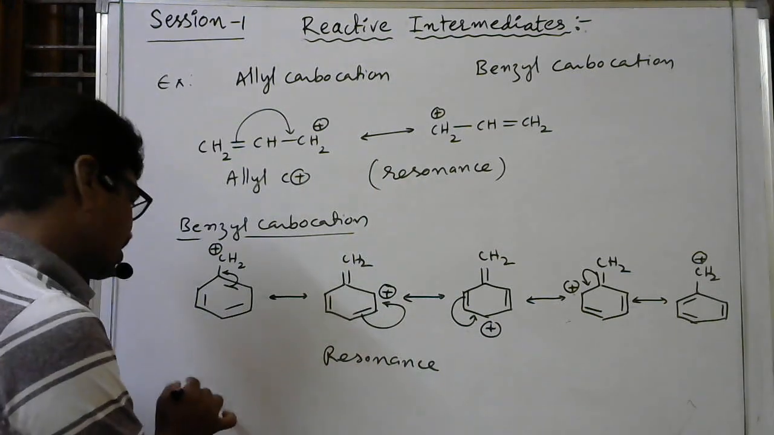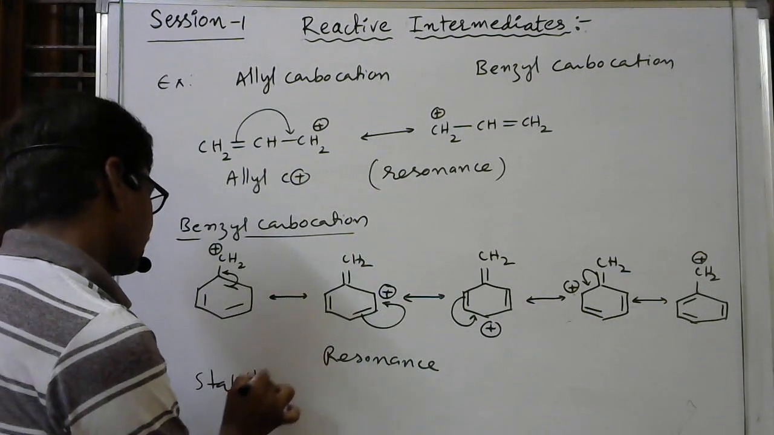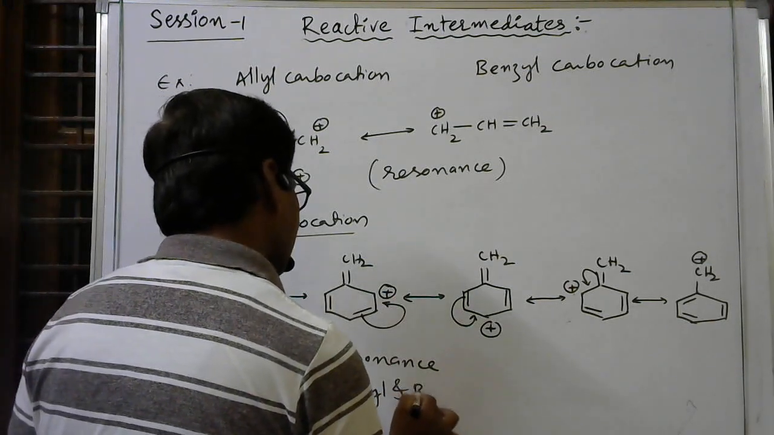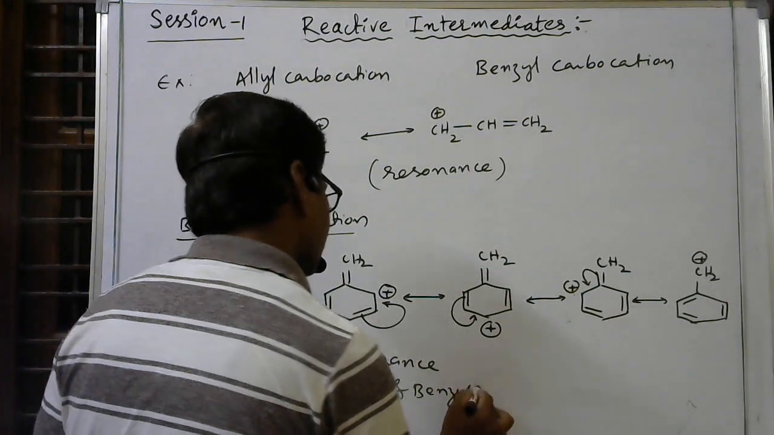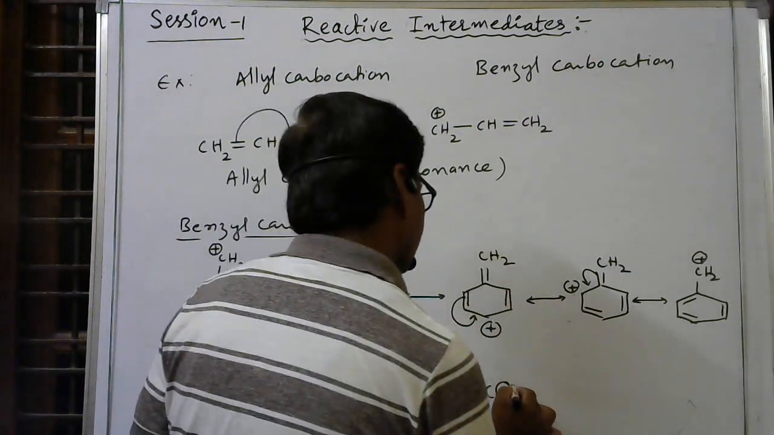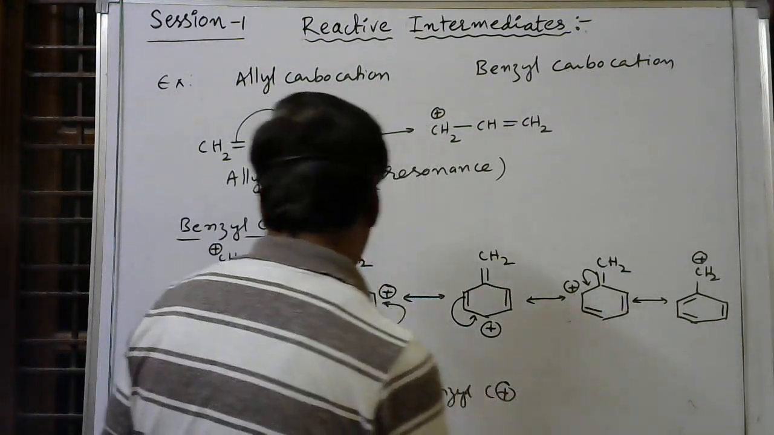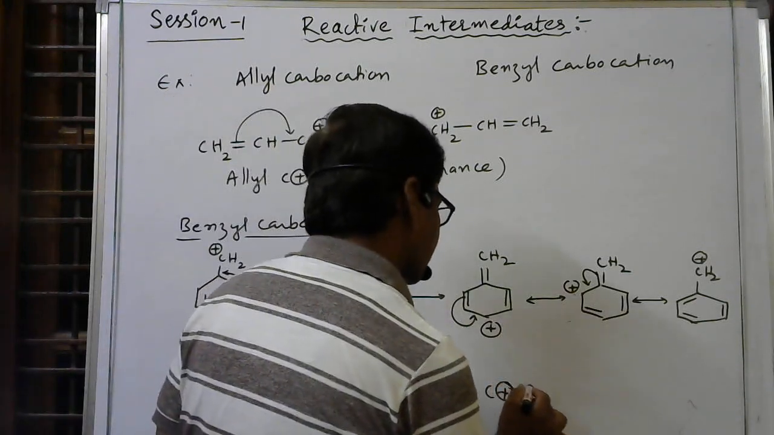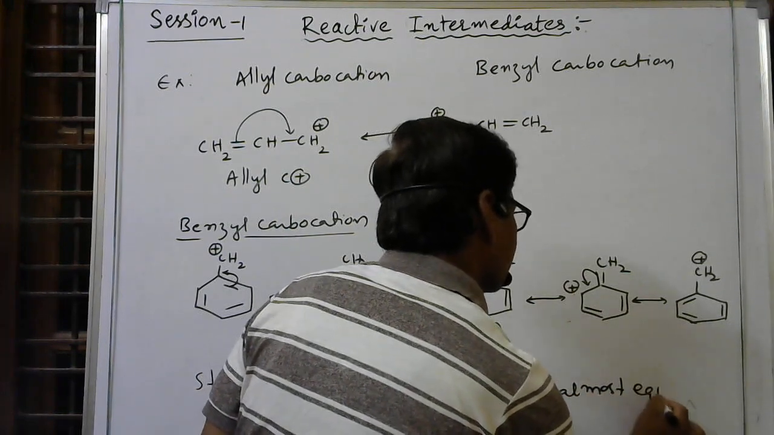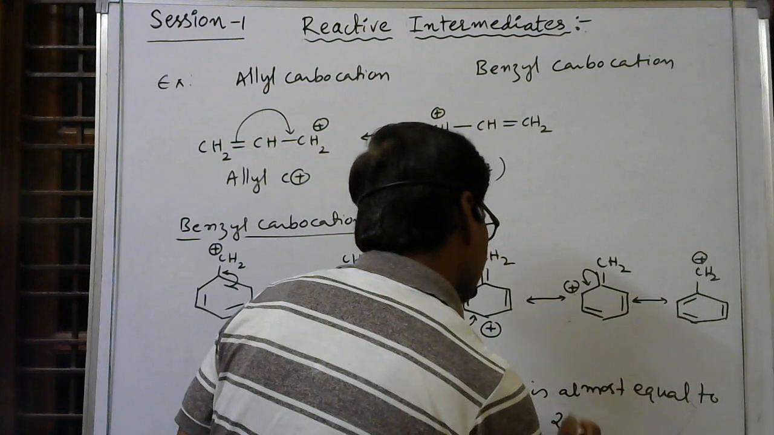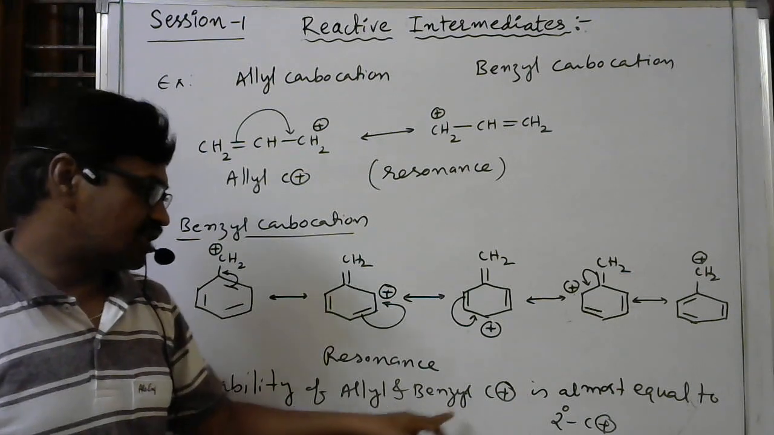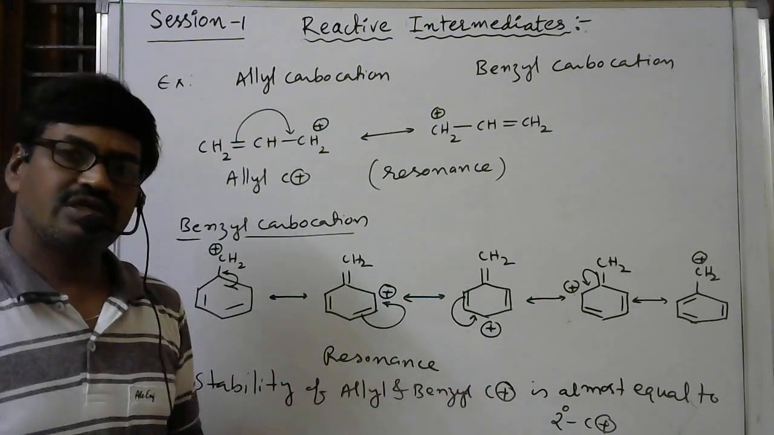So the stability of allyl and benzyl carbocations is almost equal to secondary carbocation. Stability of allyl and benzyl carbocation is almost equal to secondary carbocation.